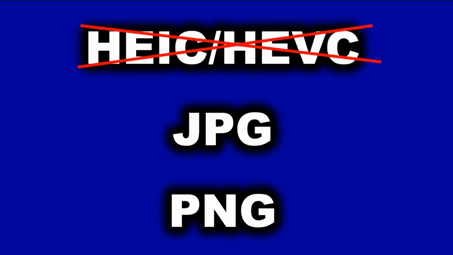If yours says HEIC or HEVC, the HE stands for high efficiency. That doesn't work. It's hard to copy, it's hard to upload, it's hard to see. And when students turn in those HEIC photos, I can't see them. So stick with JPEG or PNG.